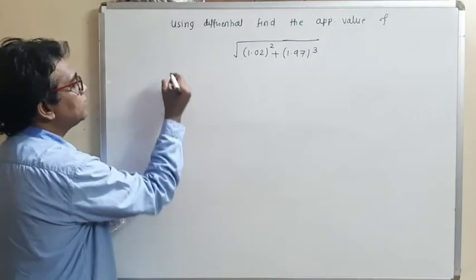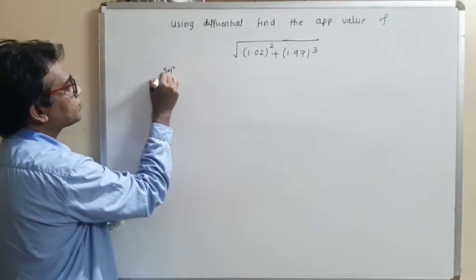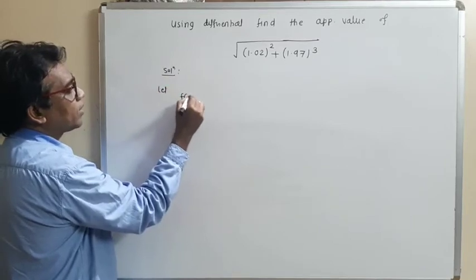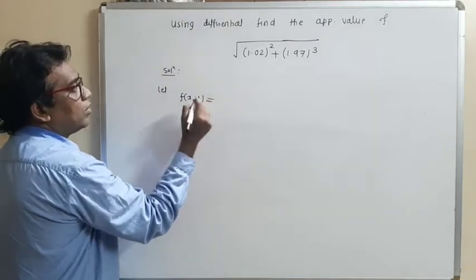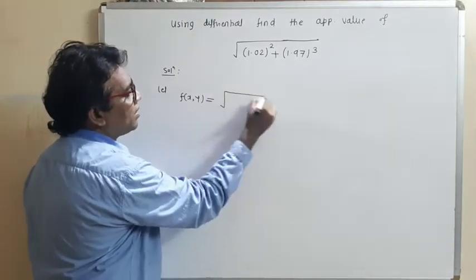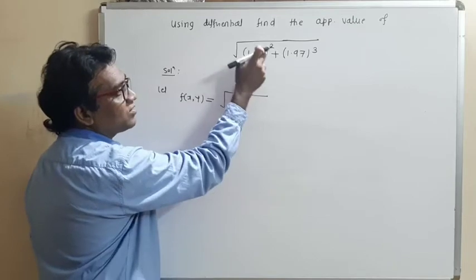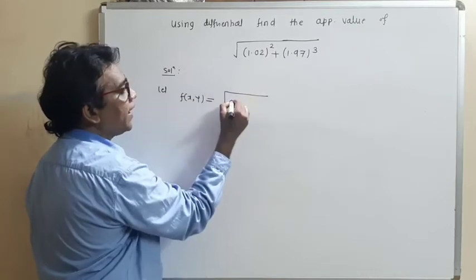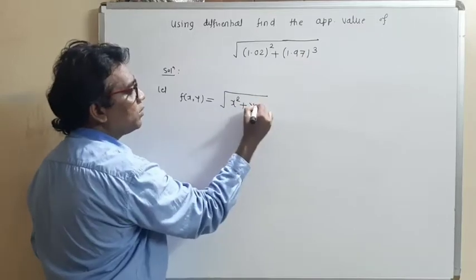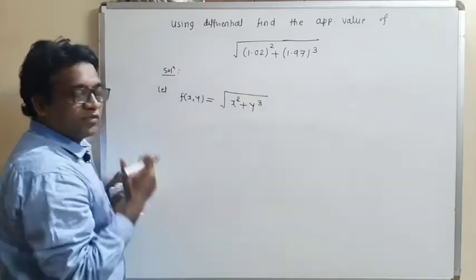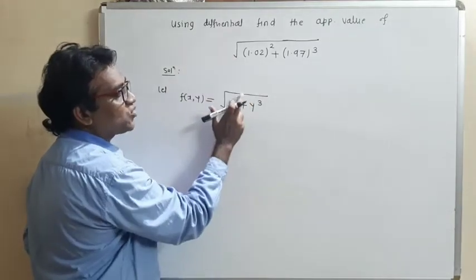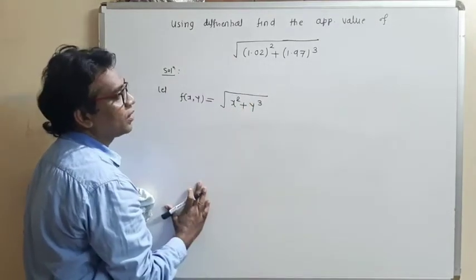So let us write down the given function. Write down the solution. So this is our given function. Now what is our given function? This looks like under root. Now if we take, suppose this is x, so this will be x square plus, let us take this as y, so this will be y cube. So the given function is under root x square plus y cube.